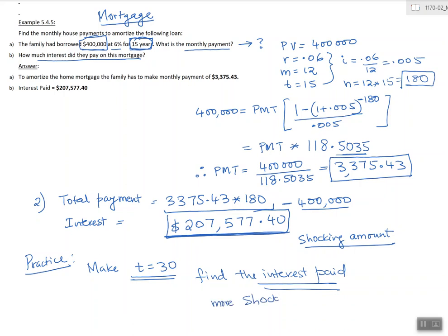So if you take 30 years to pay off your house, the amount of interest that you're going to pay will be far, far more than this. So this is bad enough, but if you have a 30-year mortgage, it will be even worse.